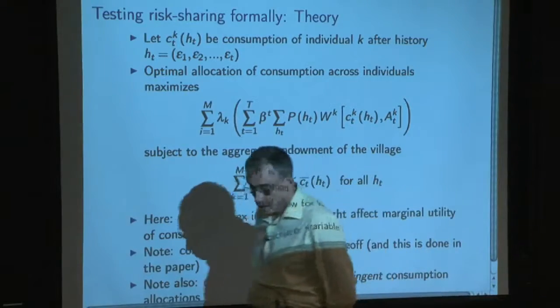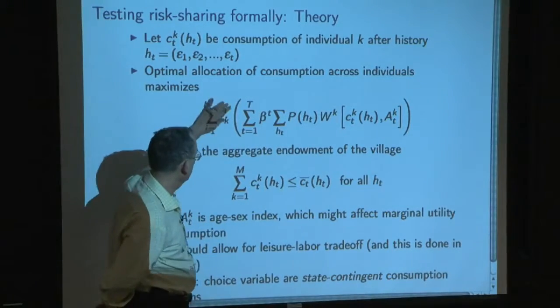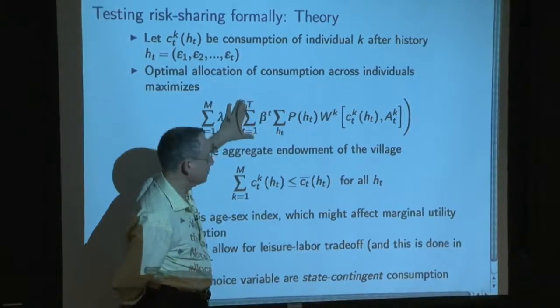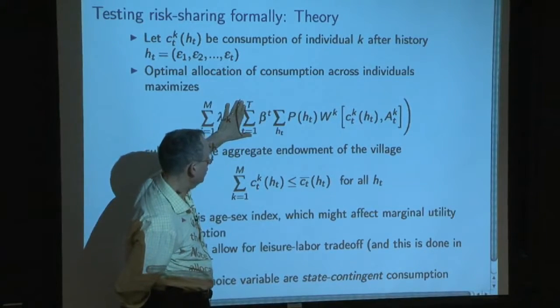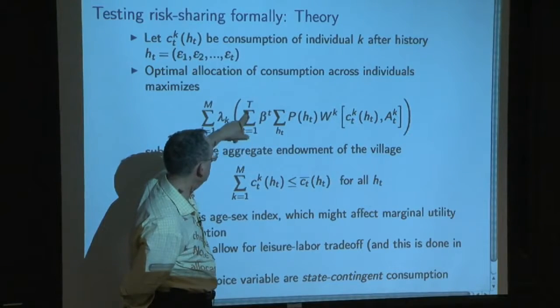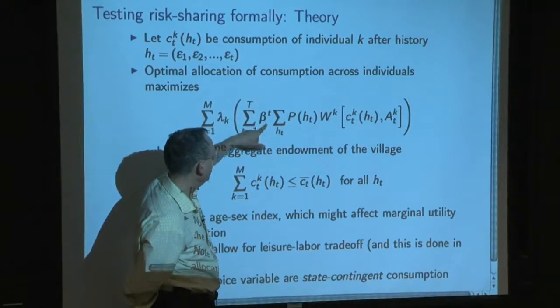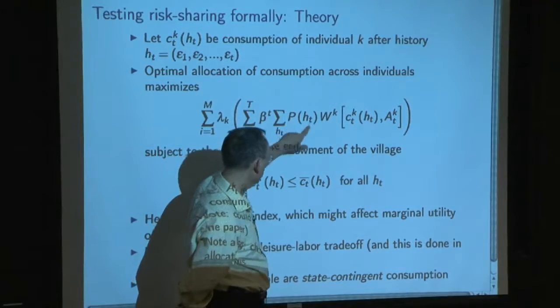So just to read across this, it's a Pareto weighted average, lambda, of the discounted expected utility of, in this case, household K. It's over time, which could be finite or infinite. It's discounted at a common rate. I'll come back to that. It's presumed everyone has equal probability over these states of the world.